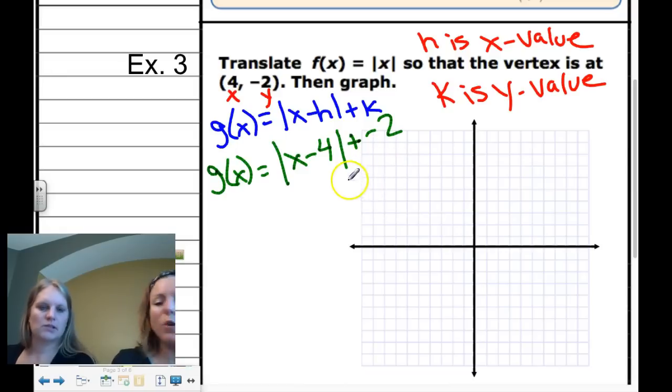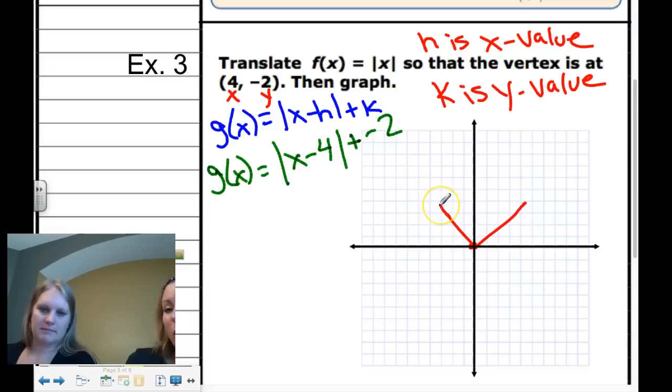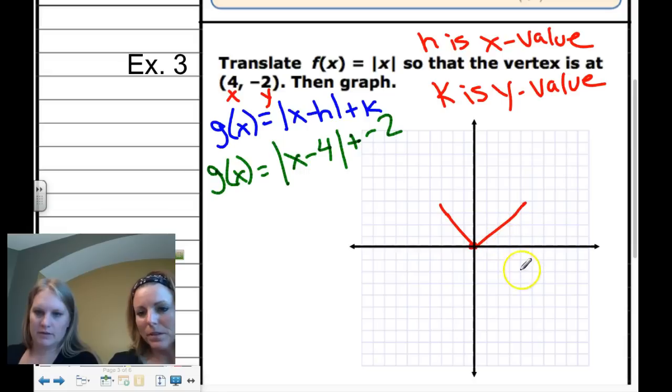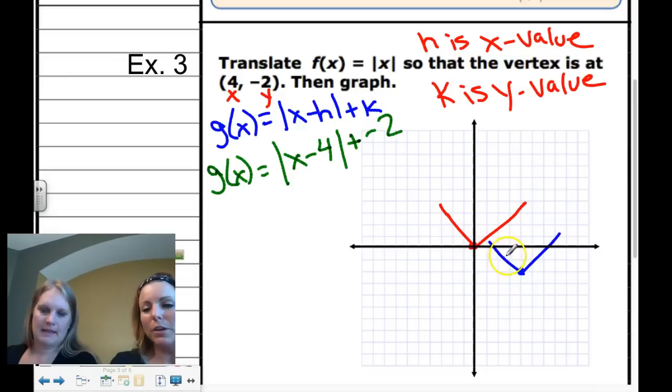I like to graph the parent function first. So here's the basic parent function. It tells us what our new vertex is. So let's just go plot that point. Over 4, 1, 2, 3, 4, and down 1, 2. And then just draw the same. You're going to be able to go backwards too eventually.